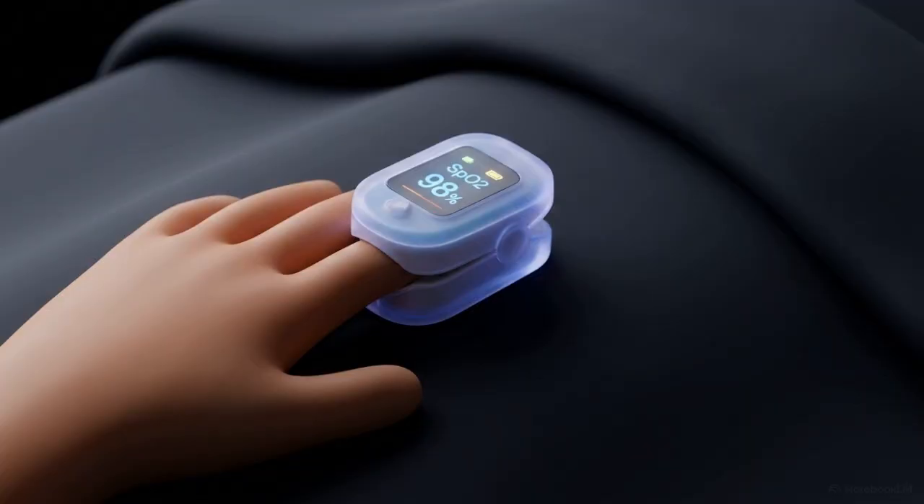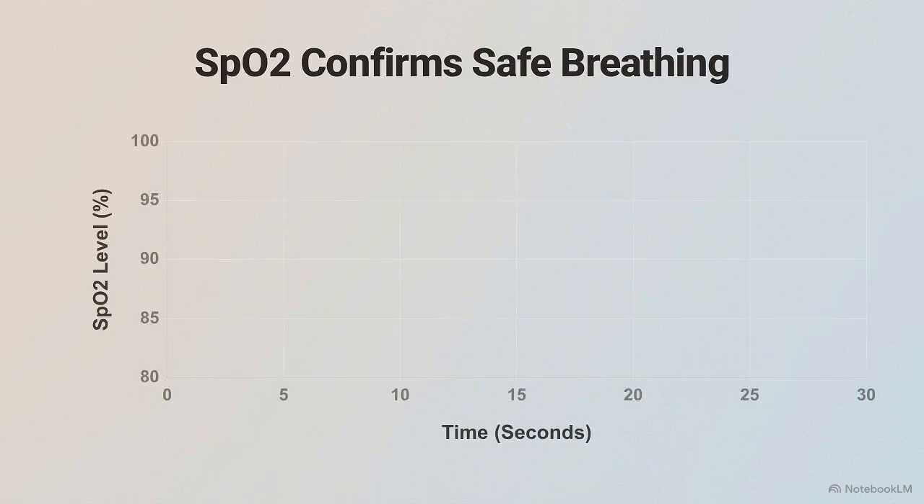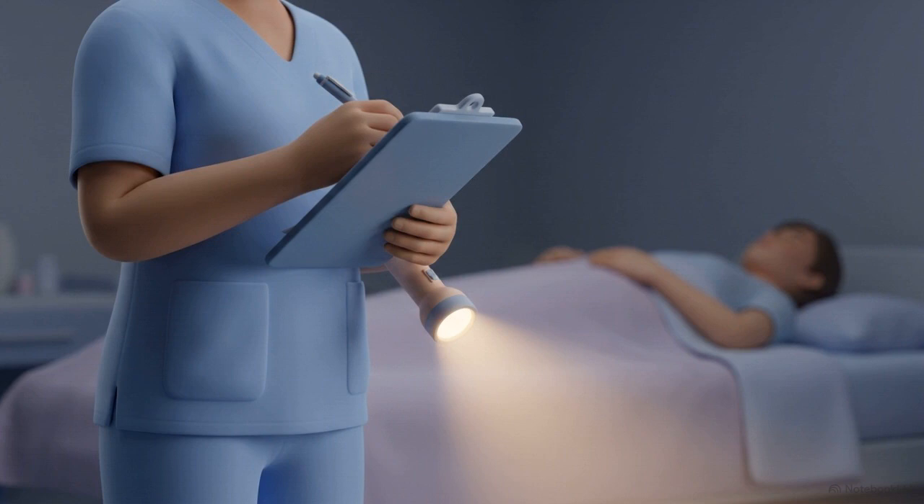If a client is sleeping on their stomach and you cannot see their chest moving, you must obtain objective confirmation of their breathing. Place a pulse oximeter on the client's finger. If their oxygen saturation, or SpO2 level, is within a normal range, you have verified they are breathing without needing to wake them. Using the pulse oximeter for belly sleepers eliminates guesswork and ensures that every client is monitored accurately, regardless of their sleeping position.